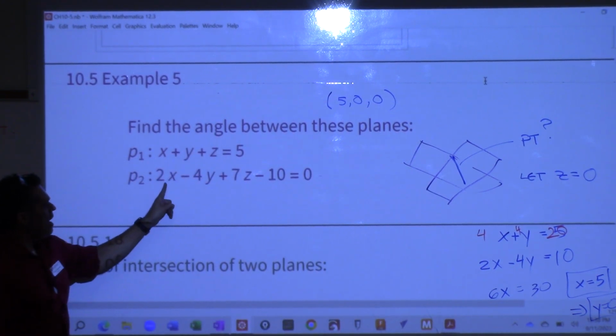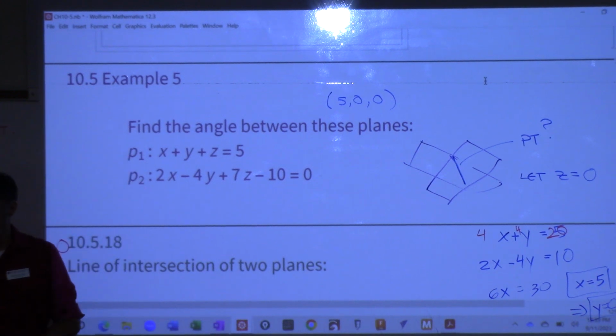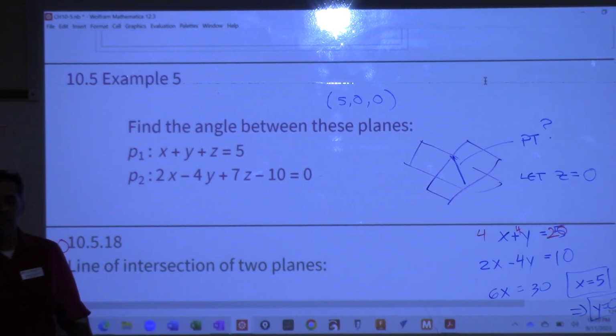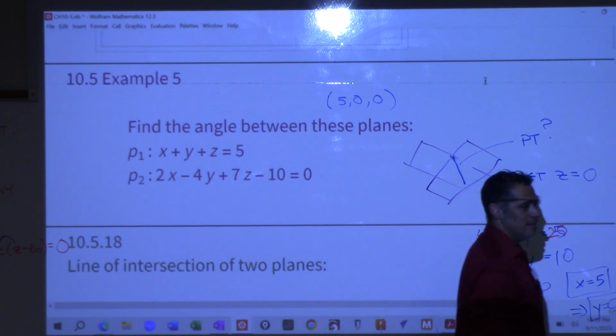And then how about 5, 0, 0 in the other equation? 2 times 5 is 10, 10 minus 10, it works, right? I found a point that satisfies both. So do I have a point on the line of intersection? Yes. All I need now is what? A direction vector of the line.